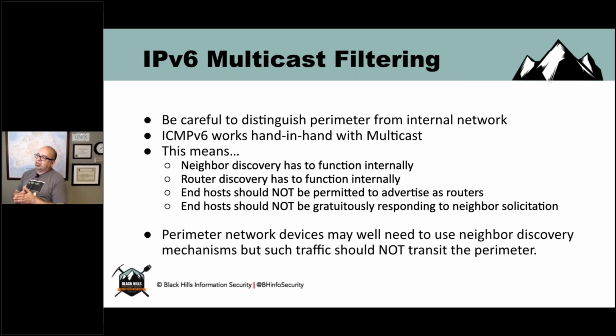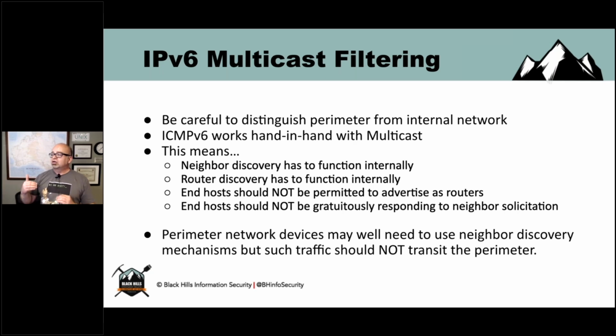Multicast filtering is going to be a necessity. You need to be careful to distinguish the perimeter from your internal network when you are doing multicast filtering. Remember I said that IPv6 and ICMPv6 work hand in hand with multicast at layer 2. So you have to have neighbor discovery and router discovery protocols working on the internal side of your network. But you need to do that with some additional caveats.